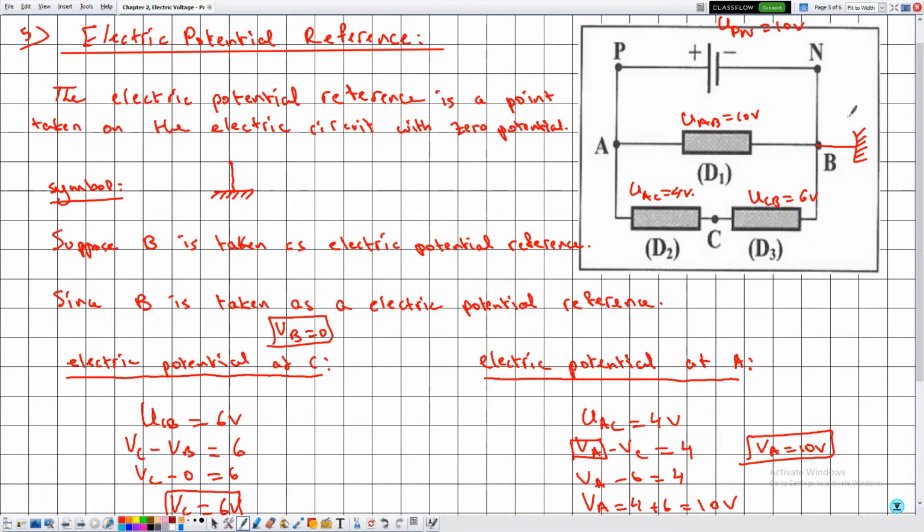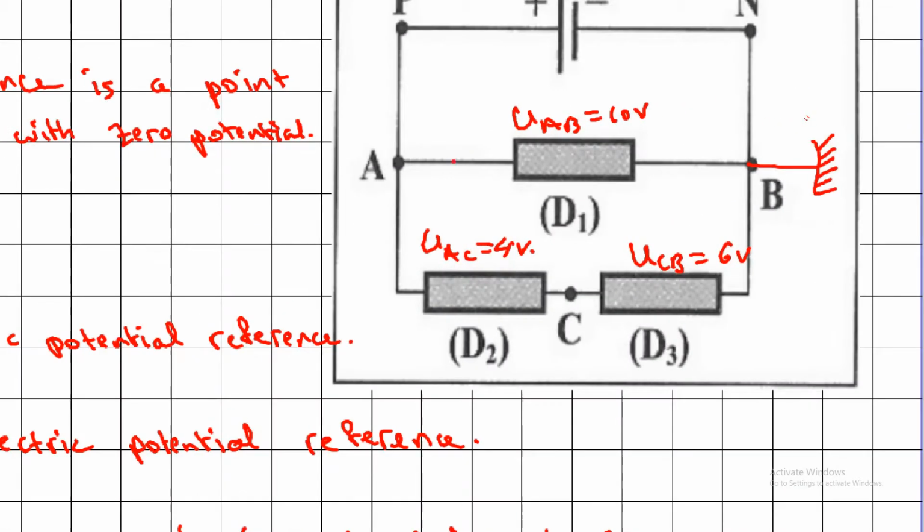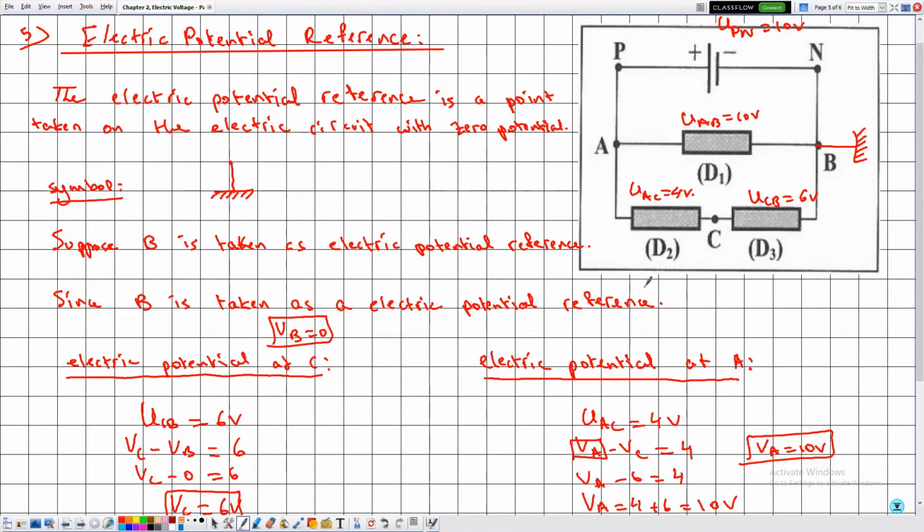Okay. So for example, we could have also calculated the potential at the point A by using the voltage UAB, and so on and so forth, as we shall see in the coming exercise. So this is the importance of taking an electric potential reference. Now let me mention also the following.